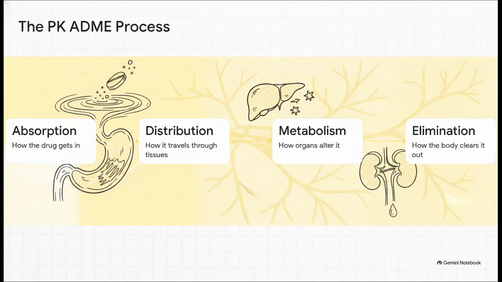We call this the AID-ME process. First, absorption, how the drug gets in. Second, distribution, how it travels through your tissues. Third, metabolism, how organs, like your liver, break it down. And finally, elimination, how your body clears it all out. You absolutely have to understand this whole journey before you can even think about effectively killing a bacteria.